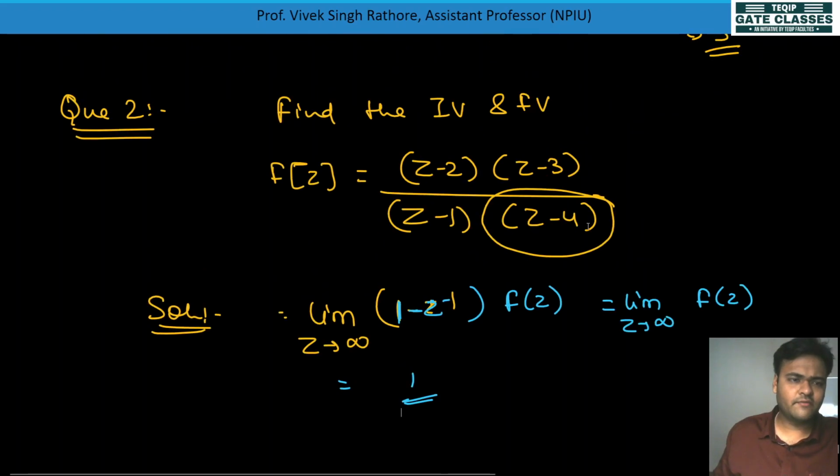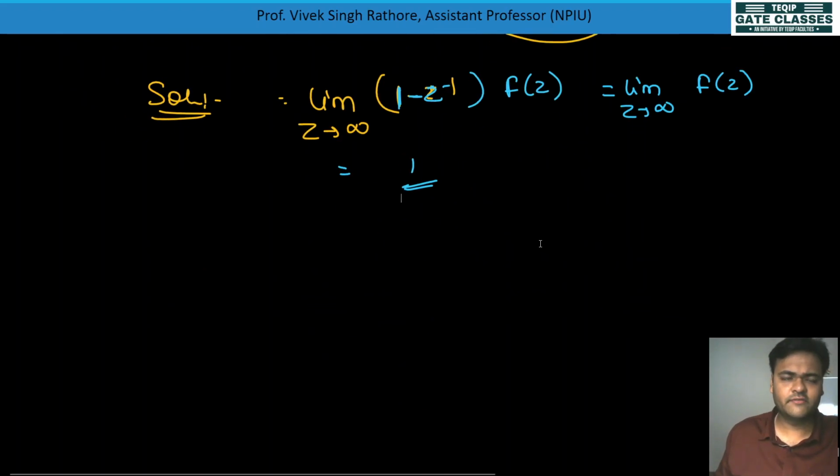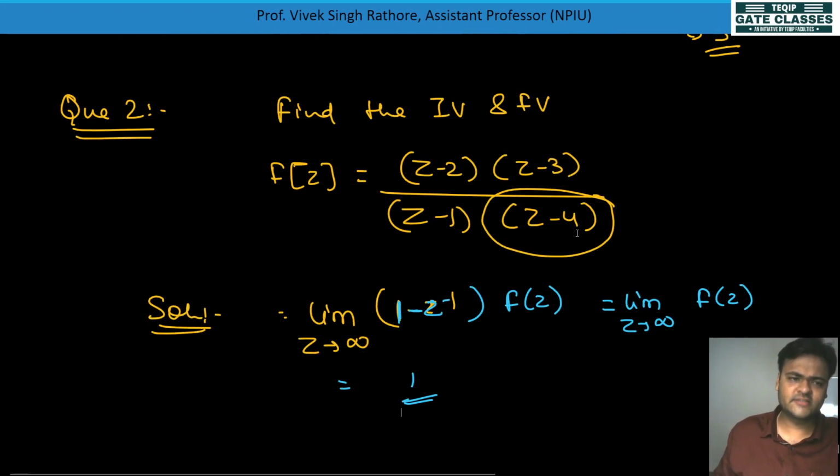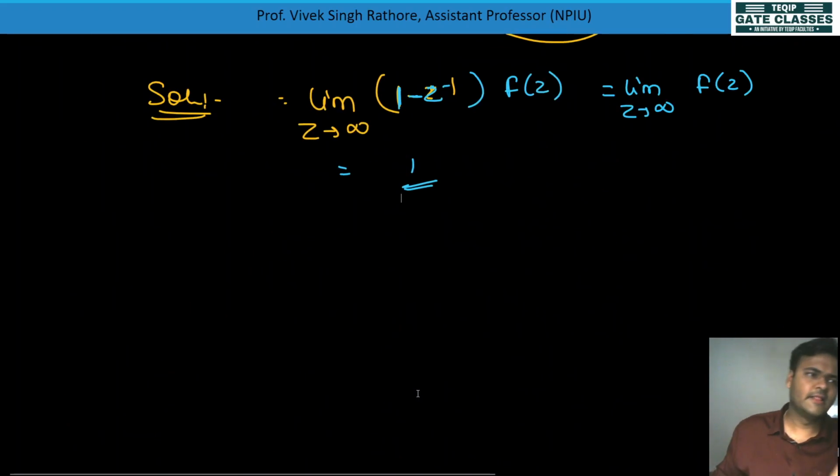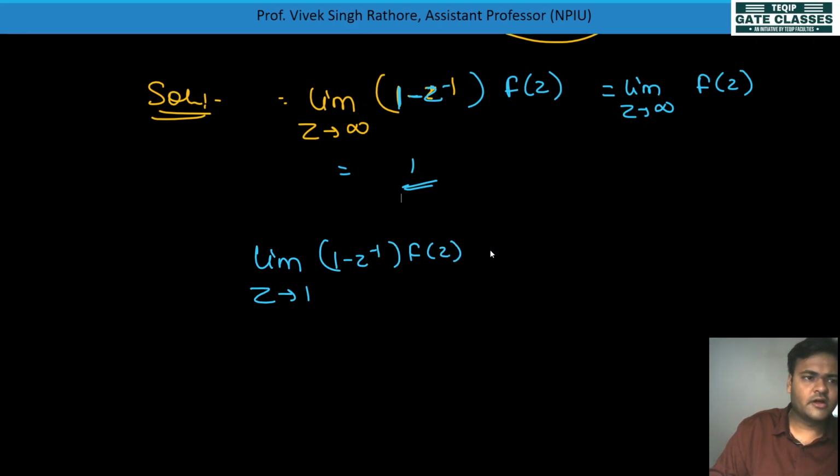So nothing changes even if we put z minus 6, z minus 7, or z minus 99 also. The initial value will come 1 only, right? Initial value will come 1 only. For the final value, you'll keep limit z tending to 1, and 1 minus z inverse into f of z can be put in.